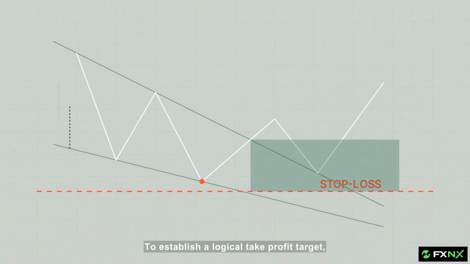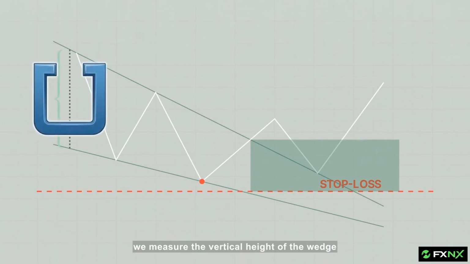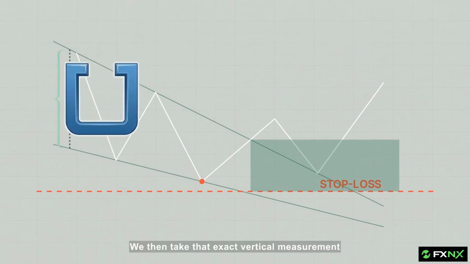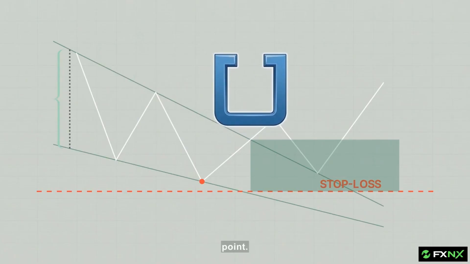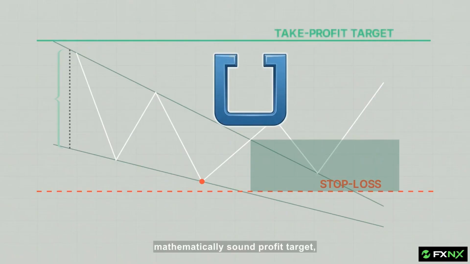To establish a logical take-profit target, we measure the vertical height of the wedge at its widest point, right where the pattern first began to form. We then take that exact vertical measurement and project it directly outward from the breakout point. This establishes a highly objective, mathematically sound profit target, keeping emotion entirely out of the exit strategy.